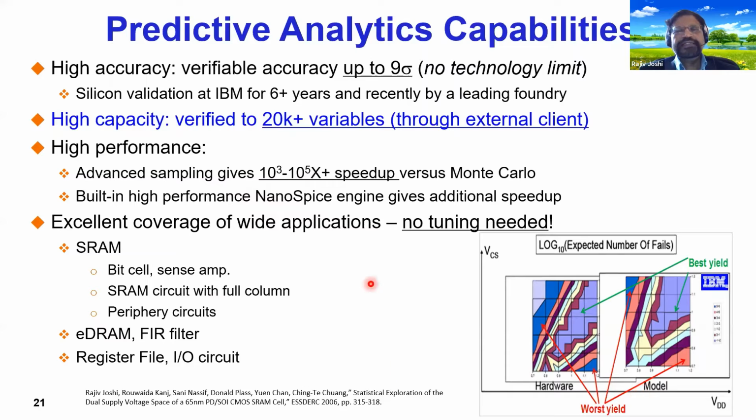And if you look at the applications of this, it goes beyond limit. You can see this has been applied to memories, EDRAM, FIR filters, analog techniques, and many other things. And this is the hardware corroboration. You can see model versus hardware on the right-hand side, and they match very nicely. So that is the way of corroboration of model versus hardware.